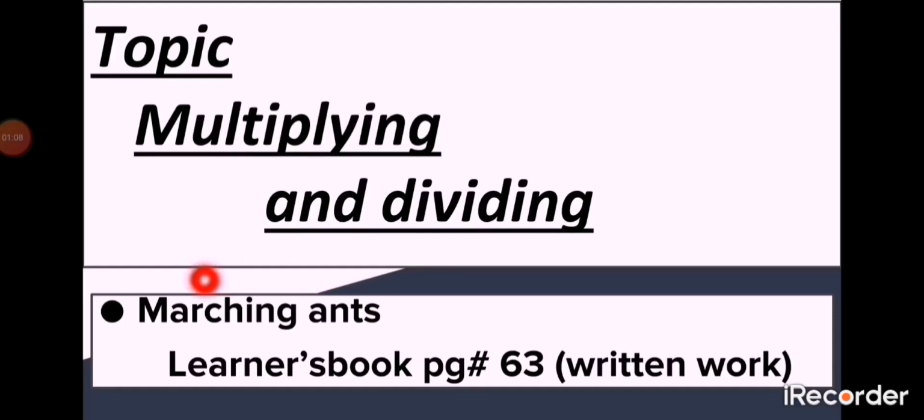So this is multiplication. In short, we can say multiplication is repeated addition. When we have to add the same number again and again, we use the multiplication method.